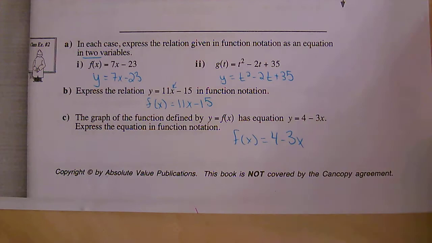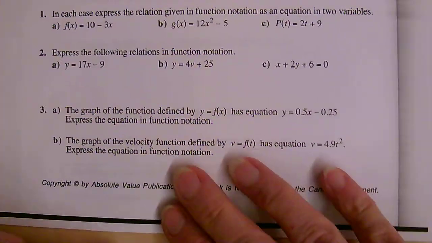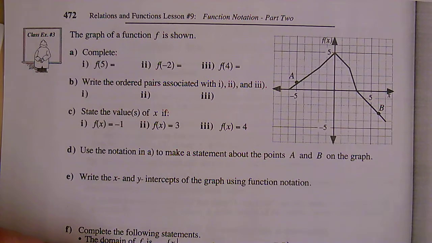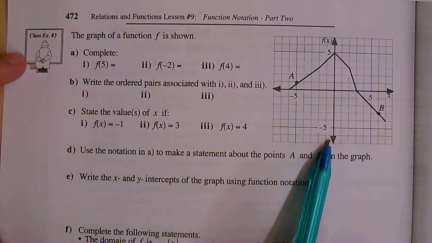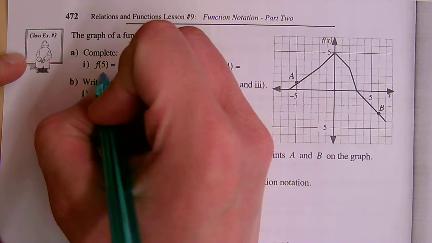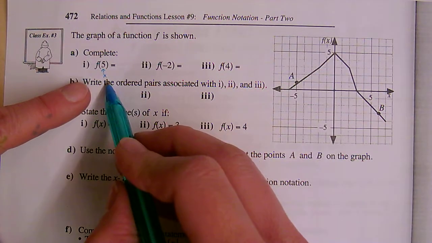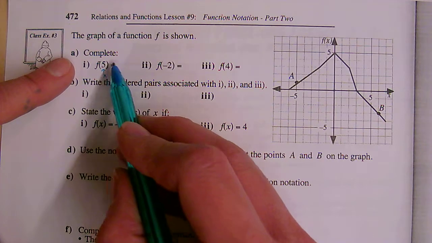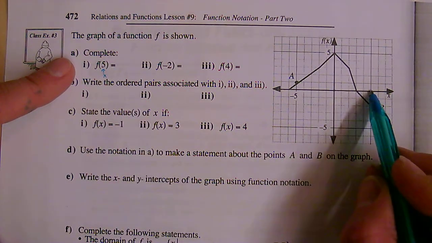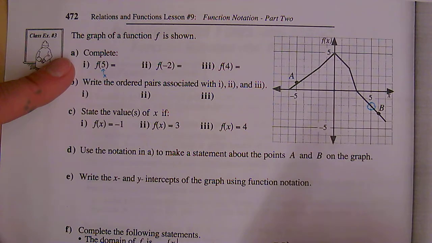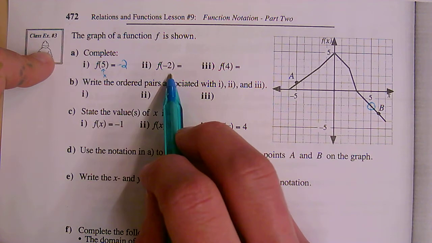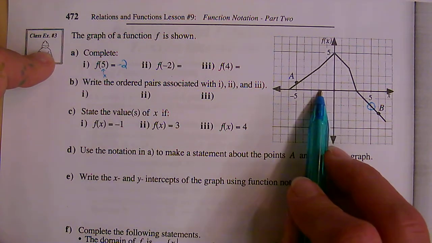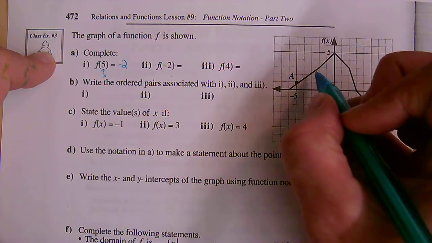Alright. So then, there's one class example for us to do. So, the graph of a function f is shown. So, complete this. So, if I'm substituting in all of these x's, I'm just reading it off the graph. So, remember, this is x. So, when x is equal to 5, what's the overall function? Well, let's see. When x is equal to 5, there's my overall function at negative 2. Same thing when x is negative 2. Well, in order to meet the line, I have to go up for that one.